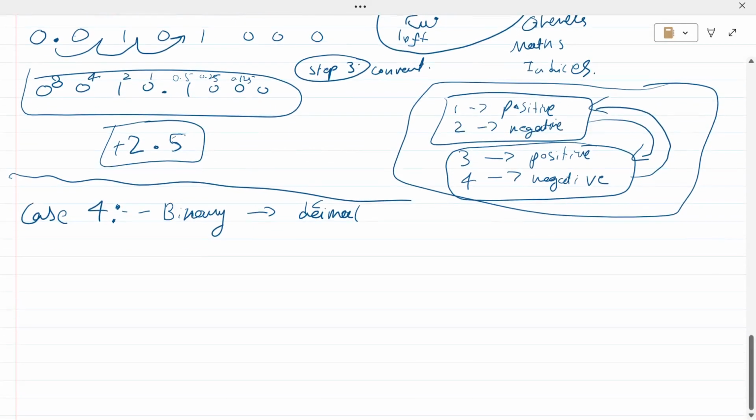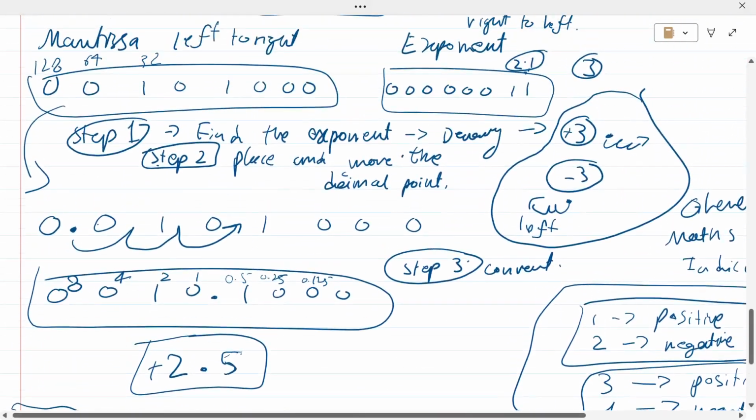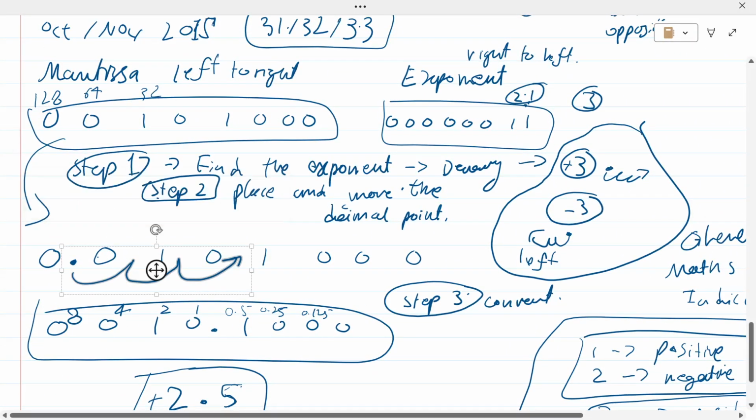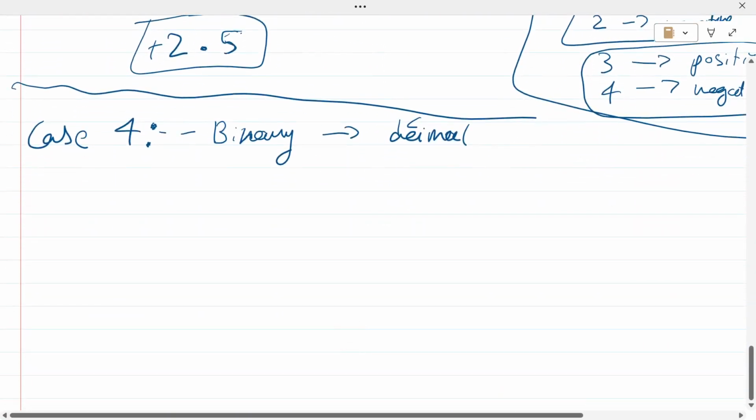Now for the fourth case, I'm just going to write some random values. 1, 2, 3, 4, 5, 6, 7, 8. I'm going to also write it in 8 bits, right? Bismillah. Let's do it this way.